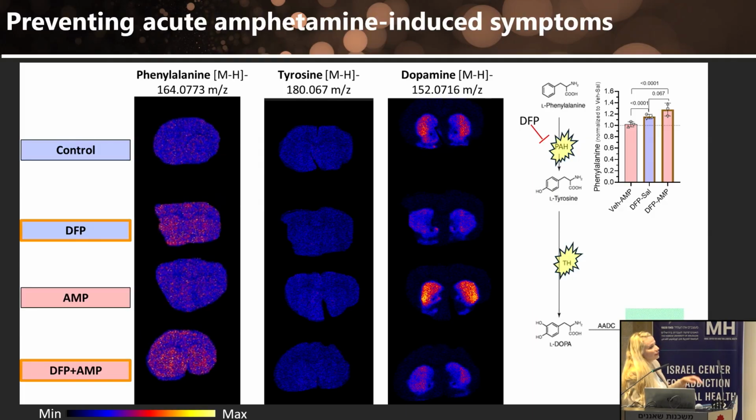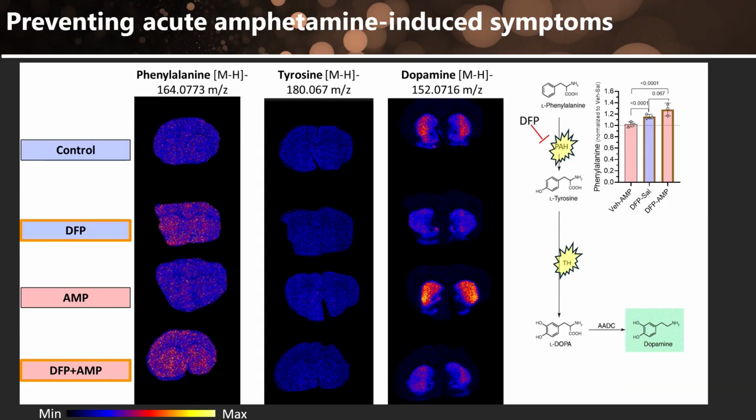However, when we looked at other things, so we looked at phenylalanine, and we saw that when we treat with deferiprone, phenylalanine goes up, meaning that the step that deferiprone actually inhibits by iron depletion is phenylalanine hydroxylase, which is also iron dependent, and not tyrosine. Well, probably also tyrosine hydroxylase, but when we look at tyrosine, it's unchanged. So the main effect that we see is here.